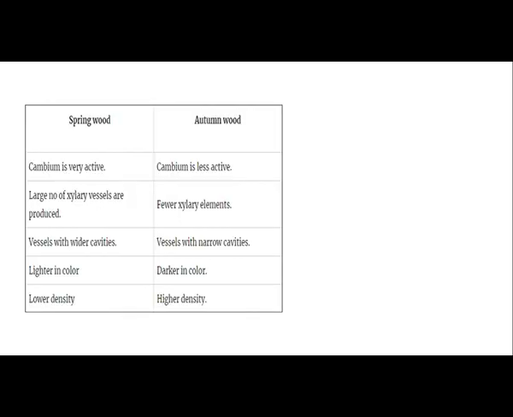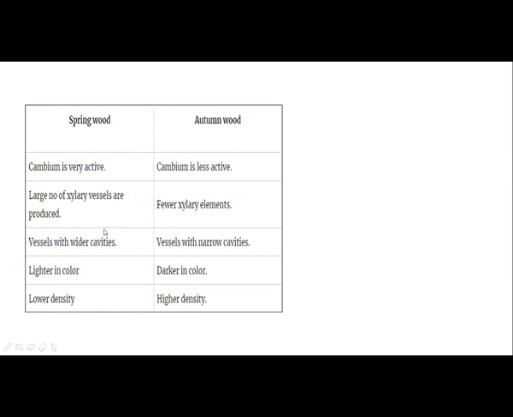Now the activity of cambium does not remain the same. It is changeable all throughout the year. In winter or in autumn season, the activity of cambium is less, and the secondary xylem formed is not extensive through the vascular cambium. So the wood formed during this season is called the autumn wood or the late wood. The activity of vascular cambium is very high in spring season, and the wood formed in this type of season is called the spring wood.